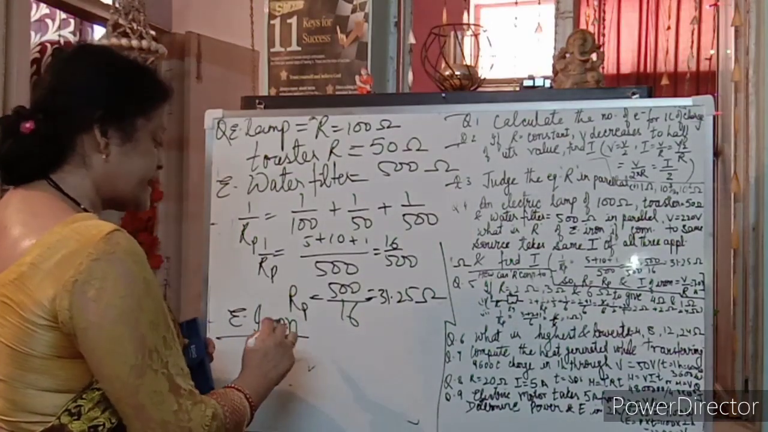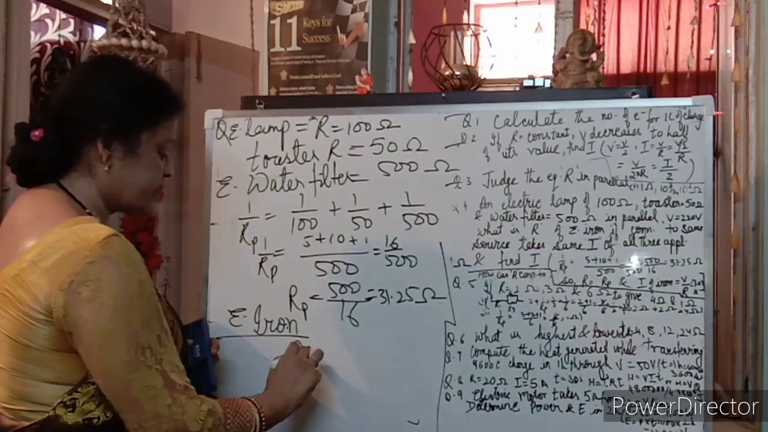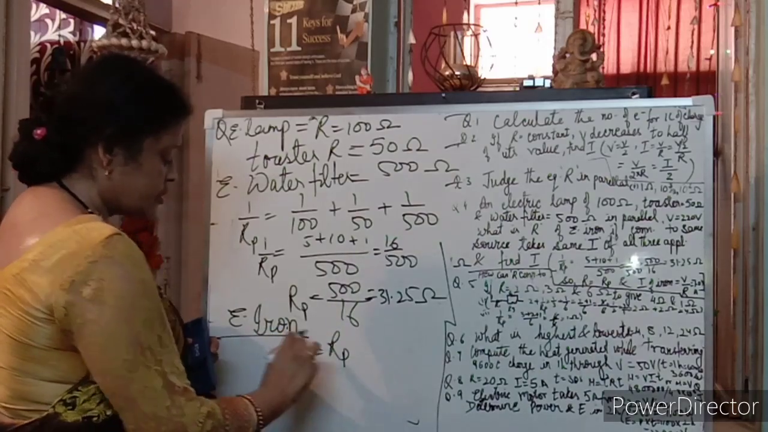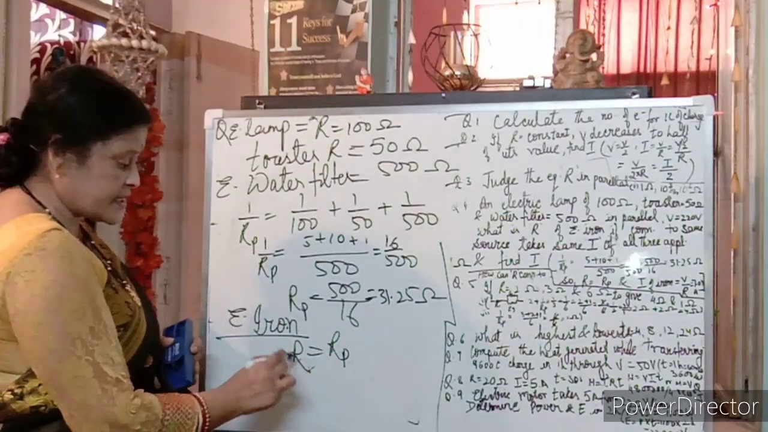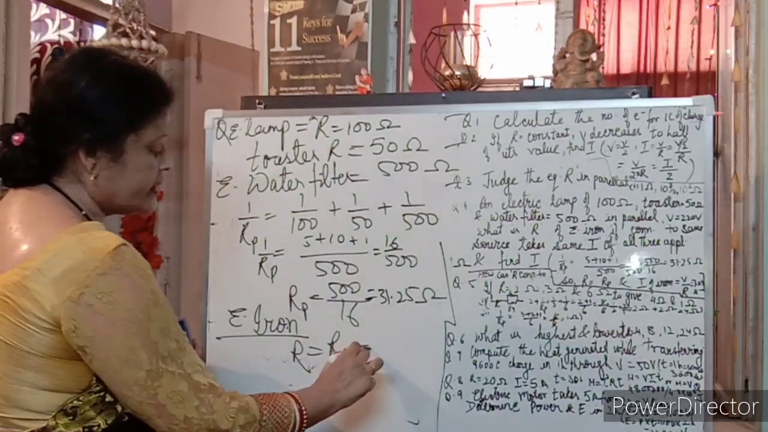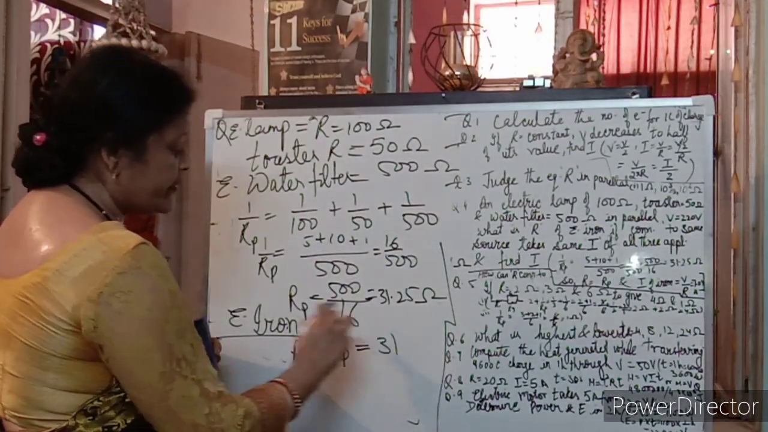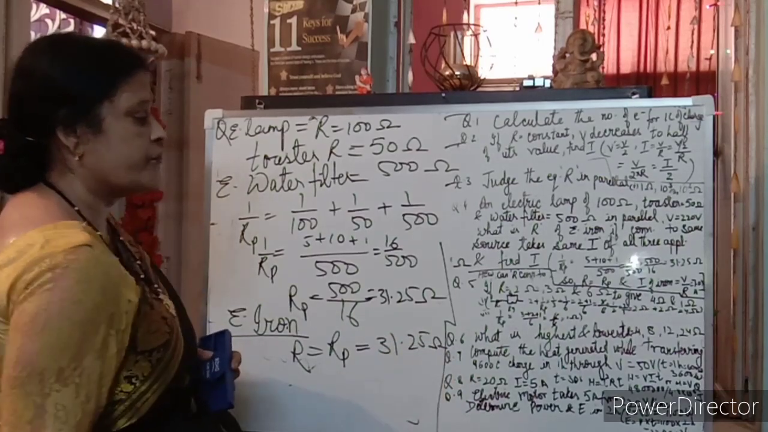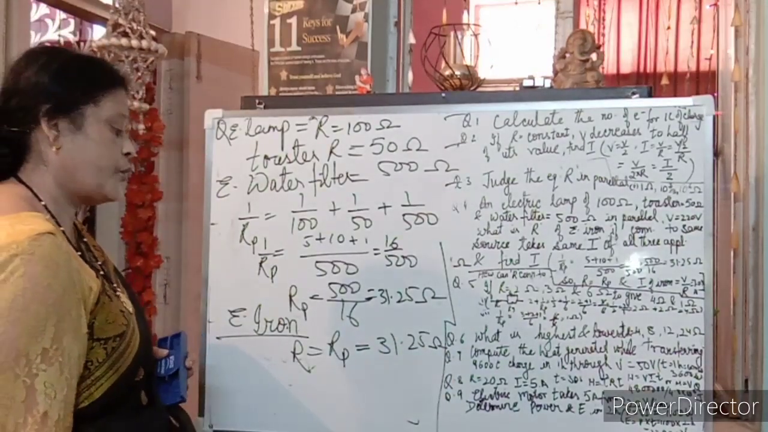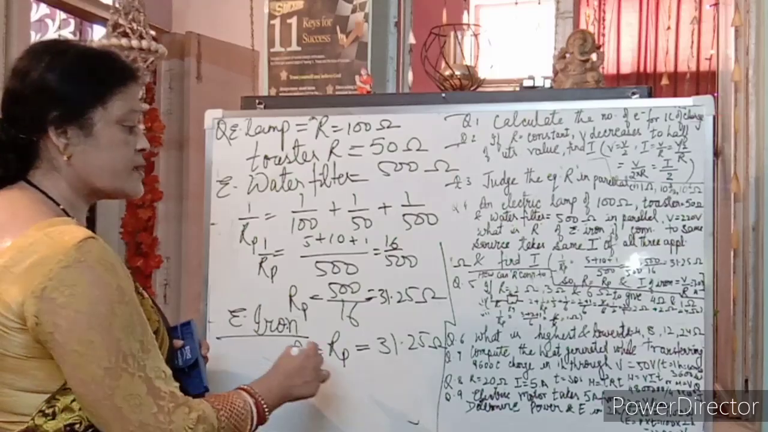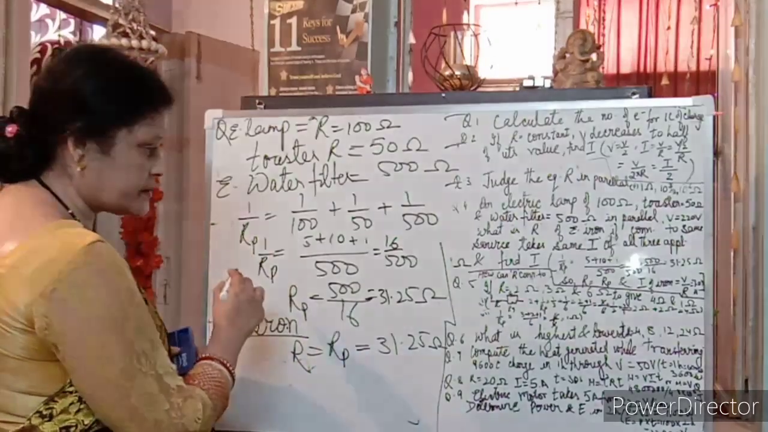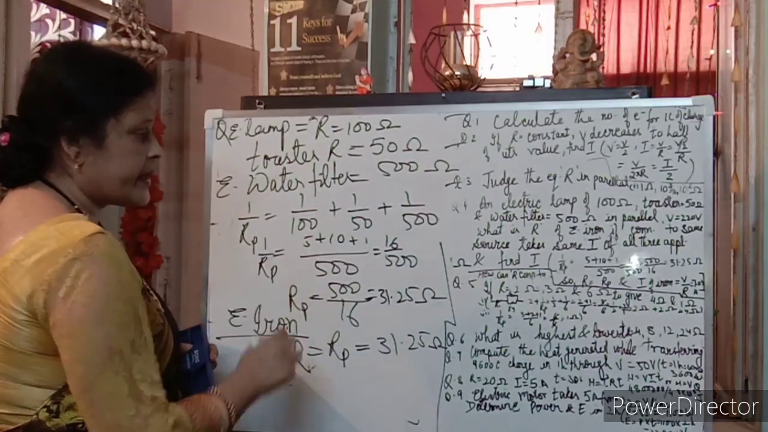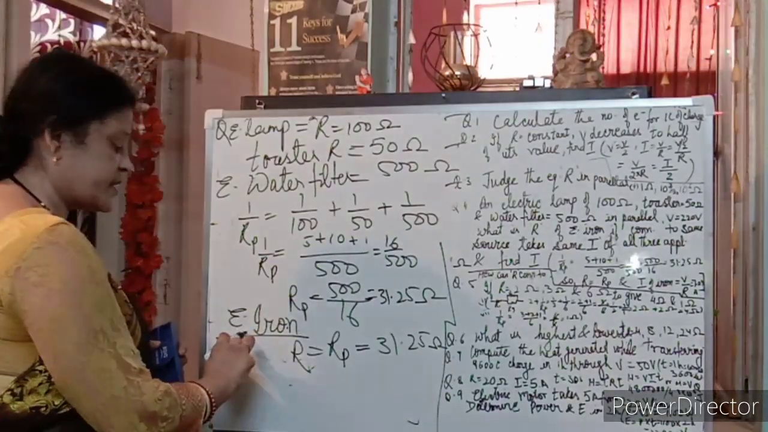We know that when it is connected, R is equal to RP, because the source is the same. And if it is the same, then the answer will also be 31.25 ohm, because it is connected to the same source. Right? Now what is the current of this?